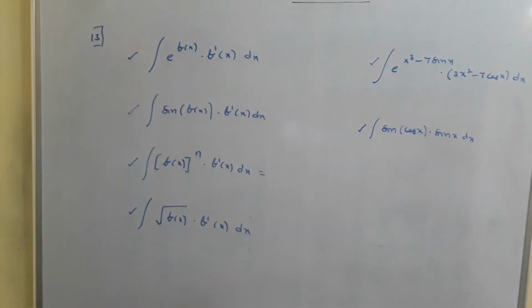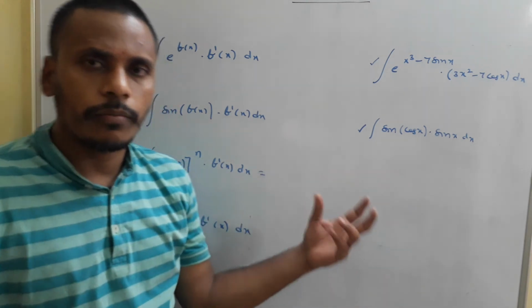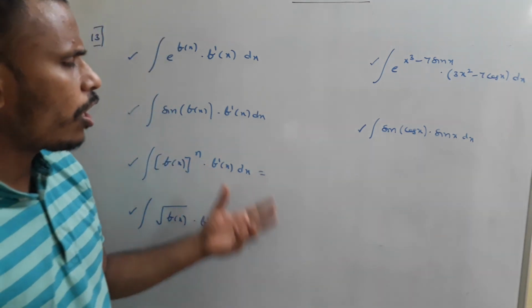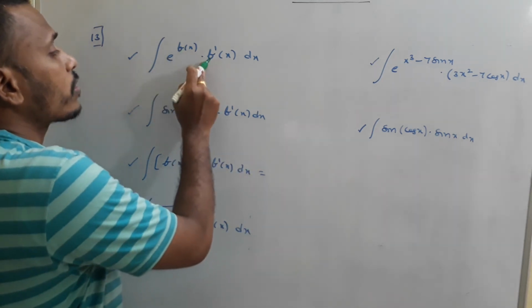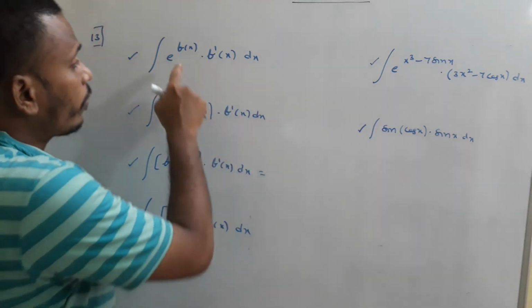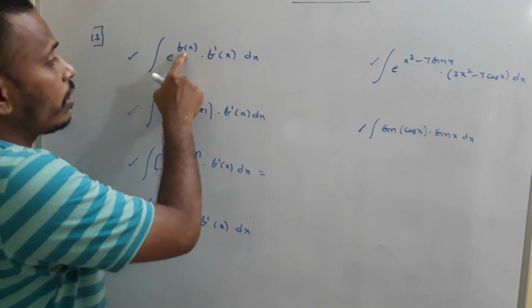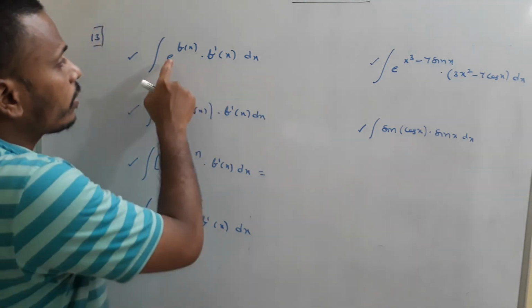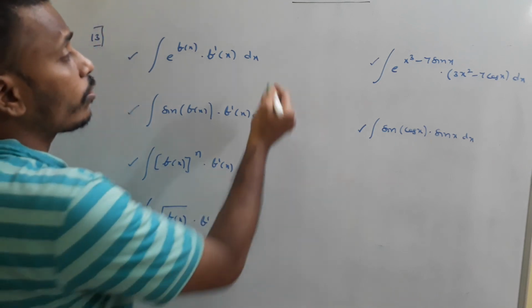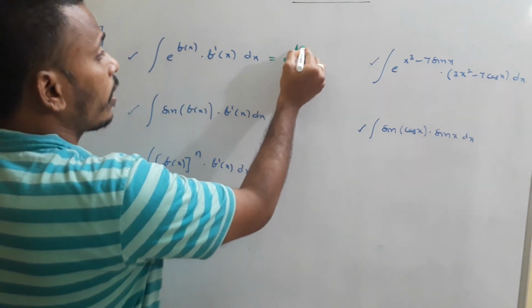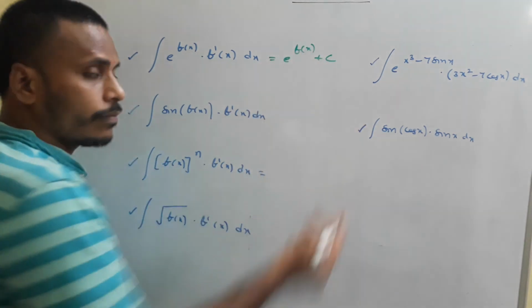So some more tricks from the substitution method. Okay, all are similar actually. And now if you have a problem like this, e power f of x into f dash of x dx, some function is there as a power and its derivative along with that. Then if you take it as t, it is dt. So e power t dt, its answer is e power t. So directly we will answer it like e power f of x plus c.